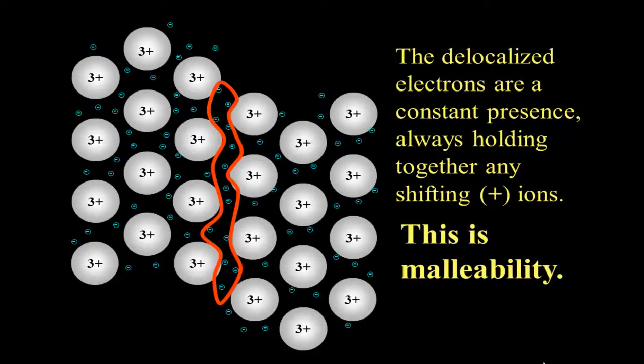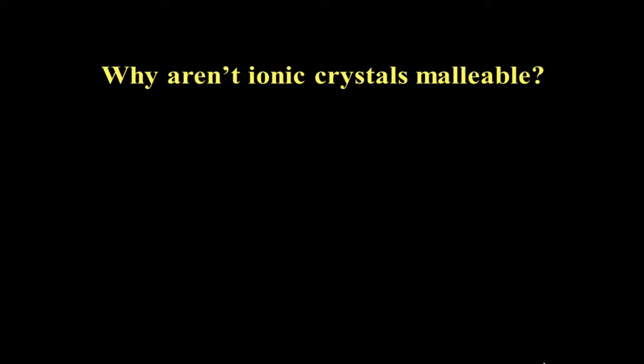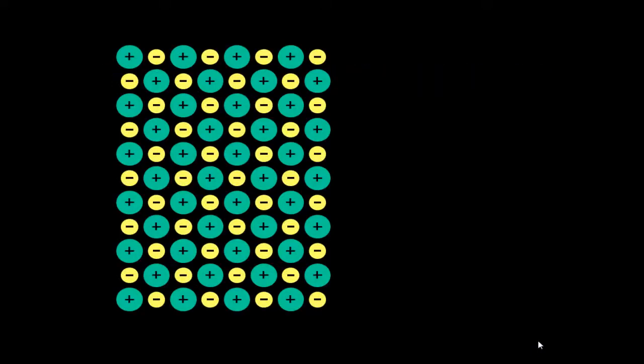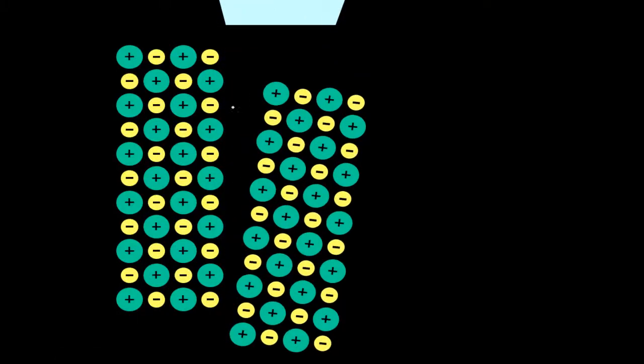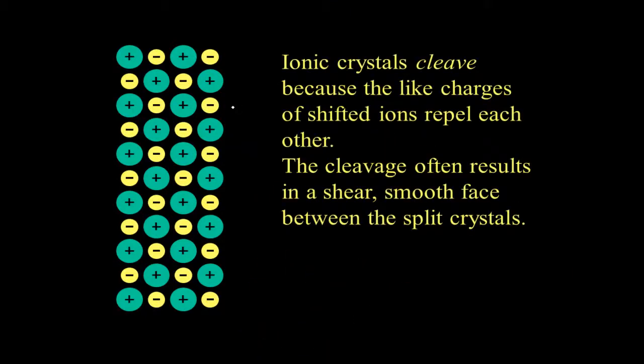So this is malleability. And a nice contrast would be to look and see, why does hitting an ionic crystal not result in this sort of malleability? When we hit an ionic crystal, it shatters. Let's hit this ionic crystal with a hammer and see what happens. So no matter how you hit it, you're always going to come to some point where like charges are lined up. And so if like charges are lined up, the result is going to be a great deal of repulsion, and that's going to split the crystal. And when ionic crystals cleave, they often leave a very sheer, smooth face if you do it carefully because of the way the opposite charges line up.